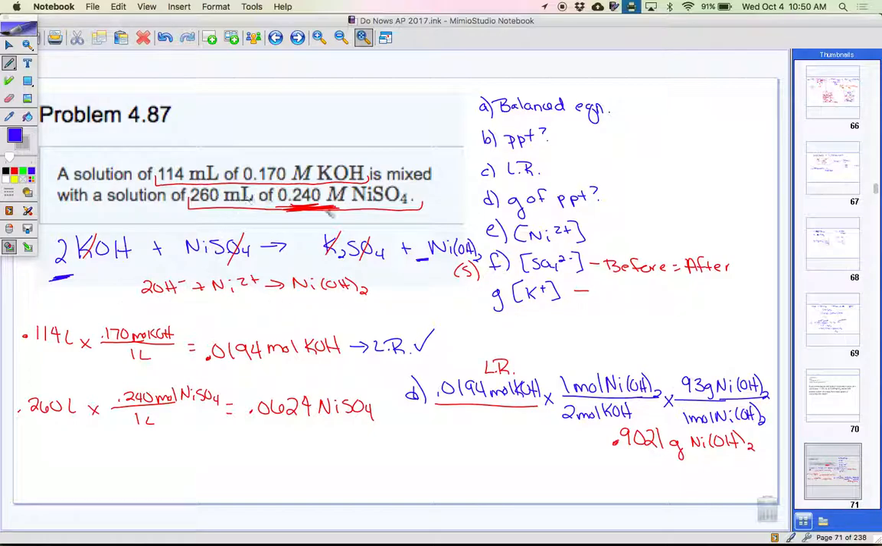All right, so let's just do the sulfate ions first. If we started out with 0.24 of the nickel sulfate, we had, and it probably would be easier. Can I flip the page? But I need this picture. I need this on the other page.